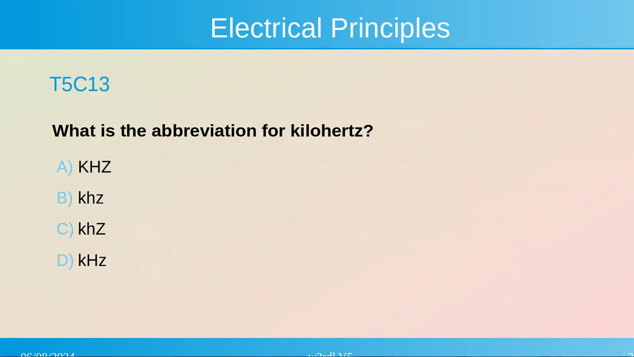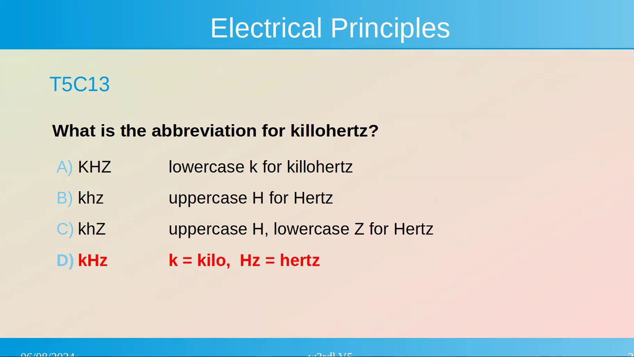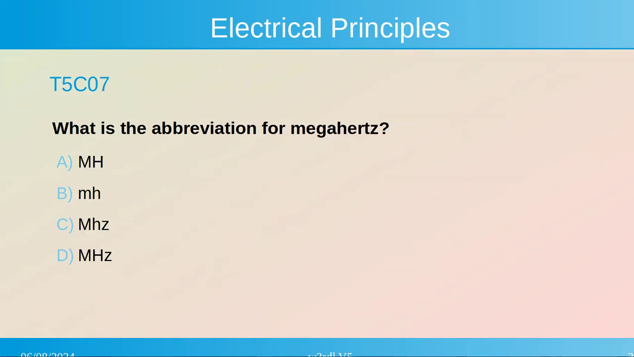What is the abbreviation for kilohertz? I talked about this one specifically. You have to have the small letter k, not the capital, and a capital H, so we're looking at D. All right. What is the abbreviation for megahertz? It'd be capital MHz. Sounds good to me.